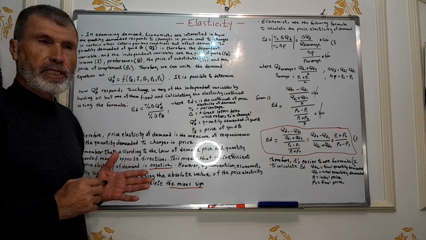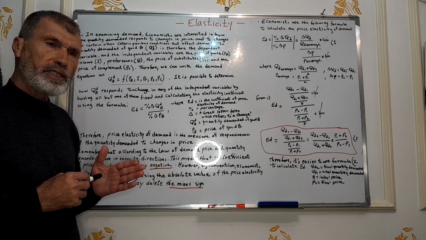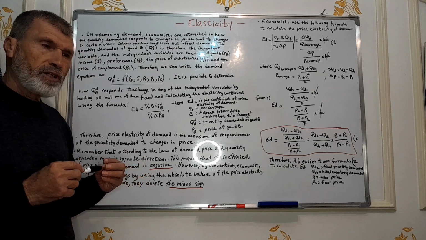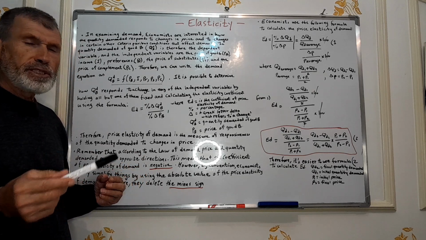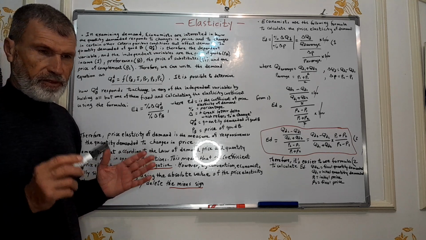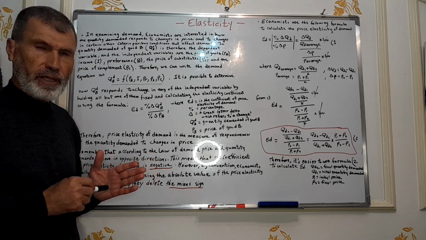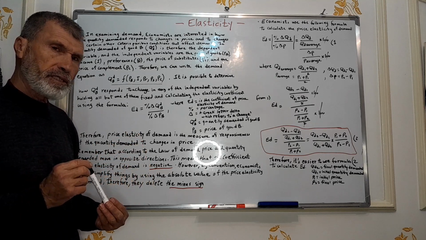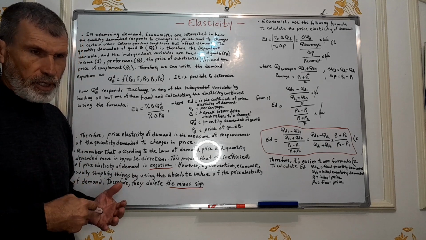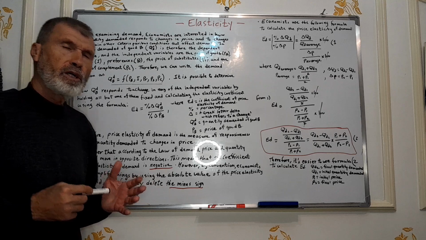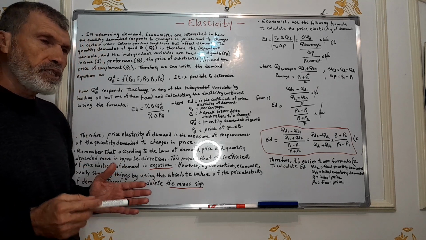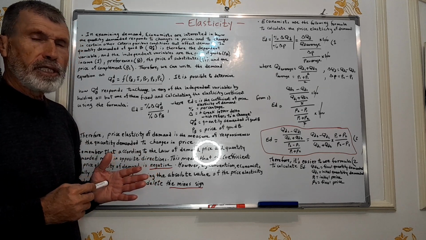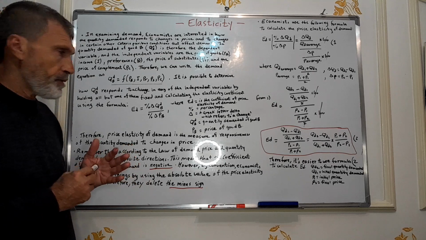Now, the price elasticity. We can define the price elasticity of demand as a measure of the responsiveness of the quantity demanded to changes in the price. So the price elasticity of demand of good B is a measure of responsiveness of the quantity demanded of good B to changes in the price of good B.